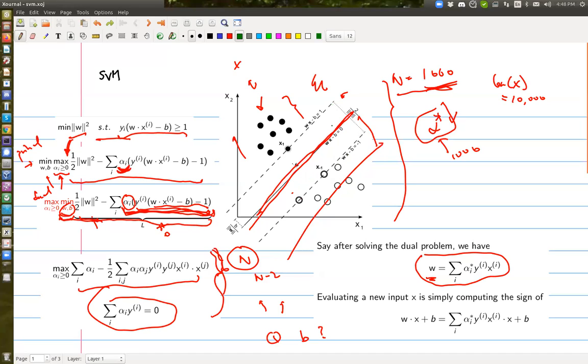Again, I have 1,000 alphas here, but only the alphas at the boundaries are non-zero. So if alpha i is non-zero, that means the ith sample is a support vector. That means xi multiplied by w star minus b is equal to 1, or equal to -1 basically.